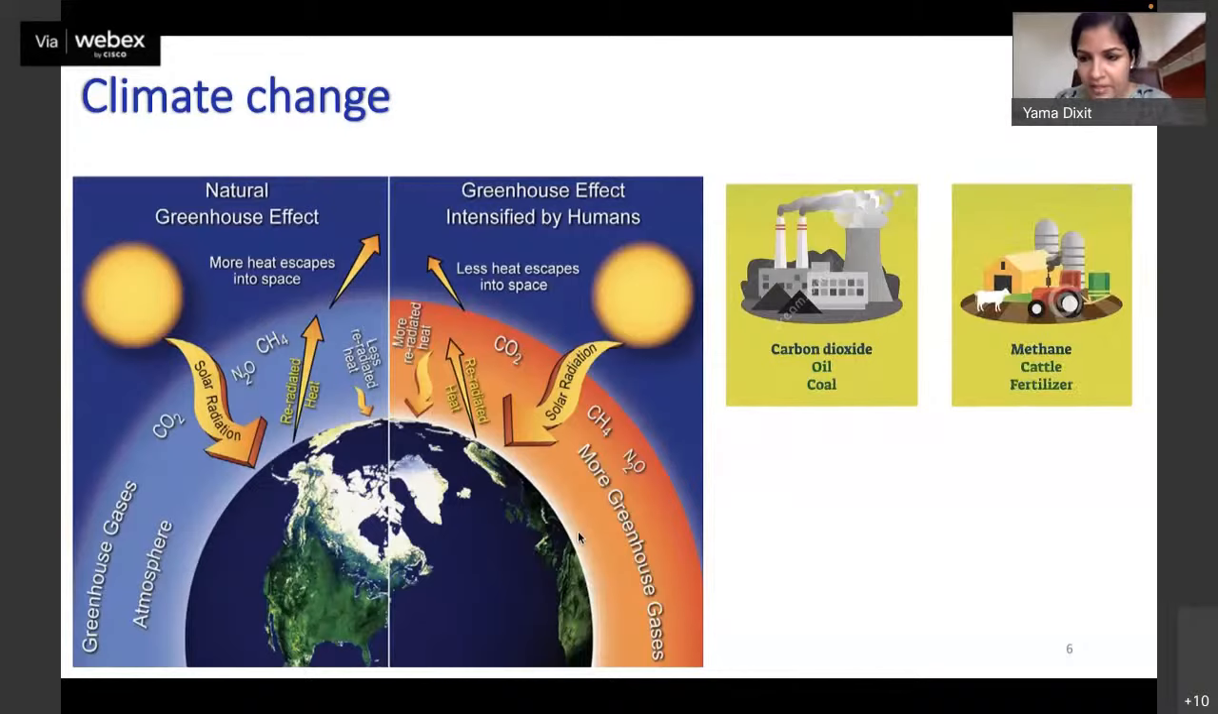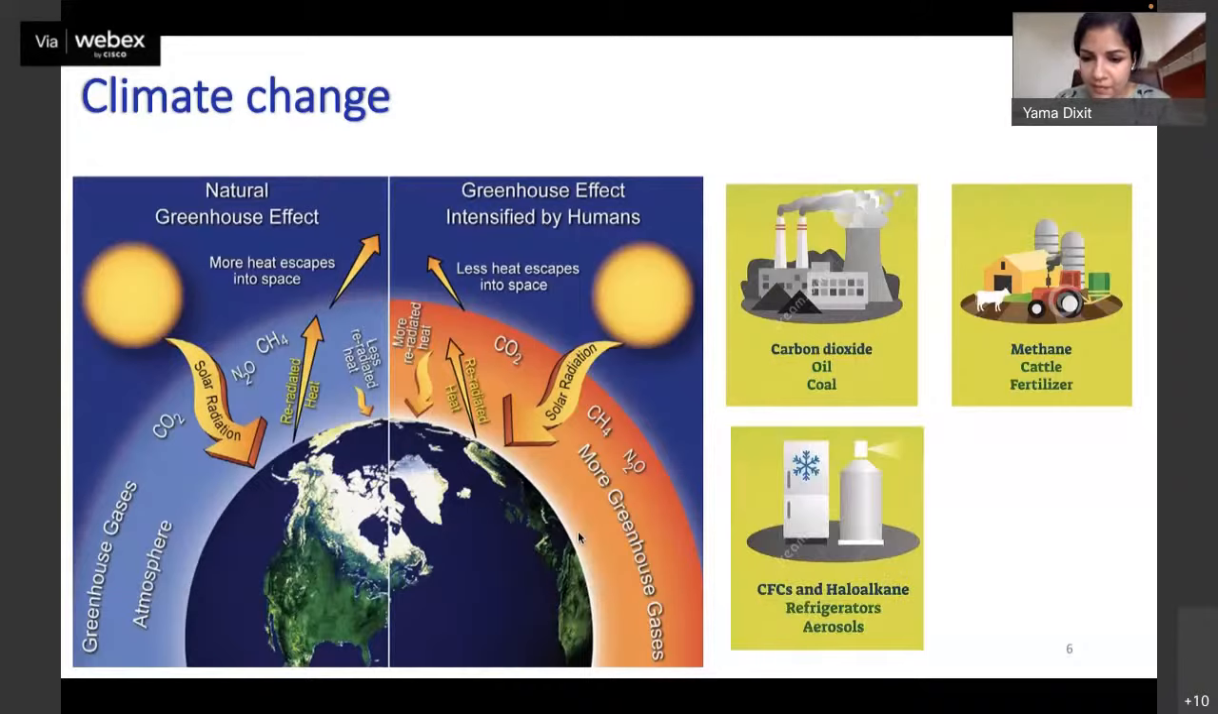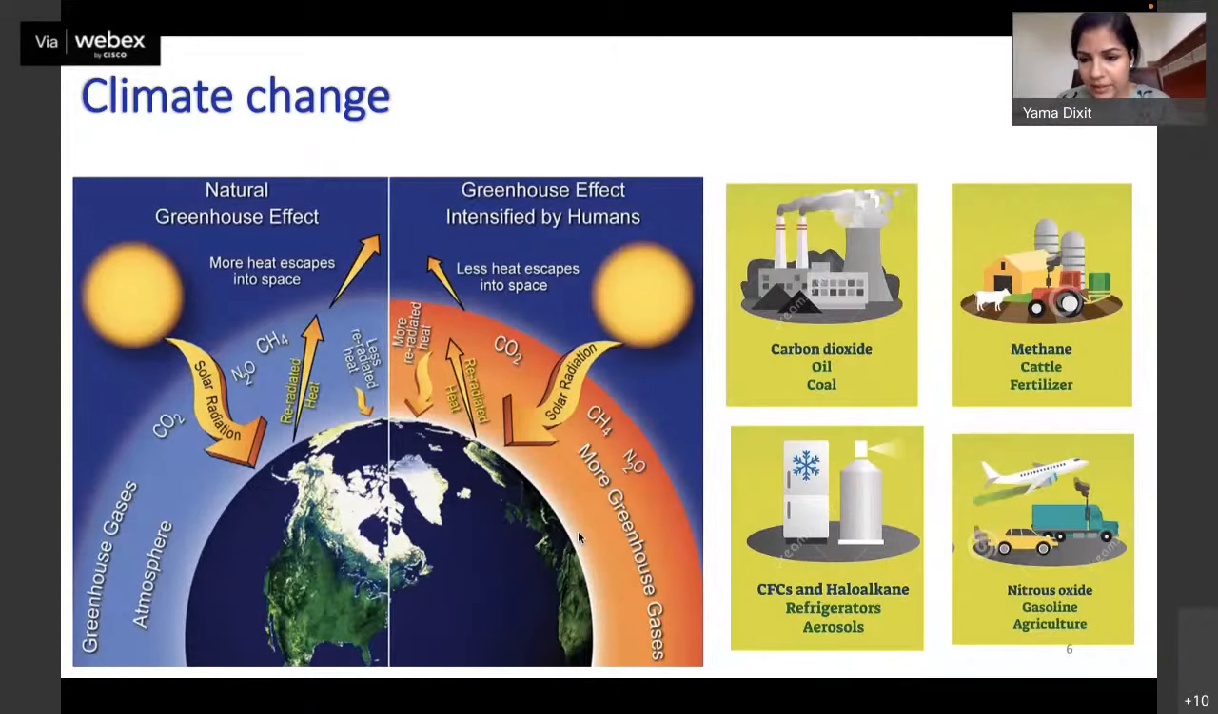Now, methane is another greenhouse gas, mainly coming from cattle and fertilizers. Then there are CFCs and haloalkanes. Your ACs and fridges have these gases, and they also contribute to warming of the Earth. Also, there is nitrous oxide coming from gasoline and agriculture, which is again one of the contributors.